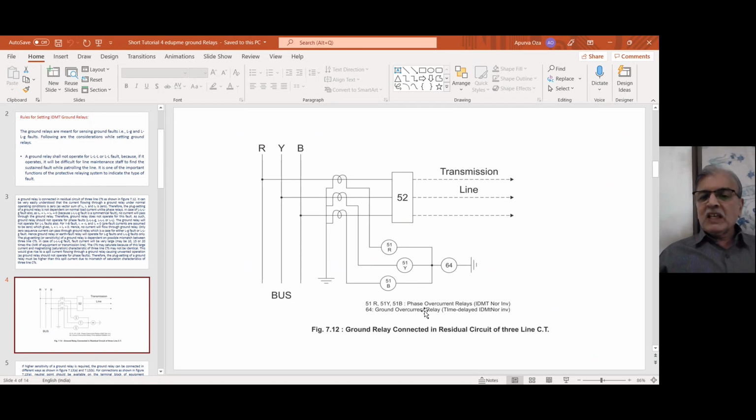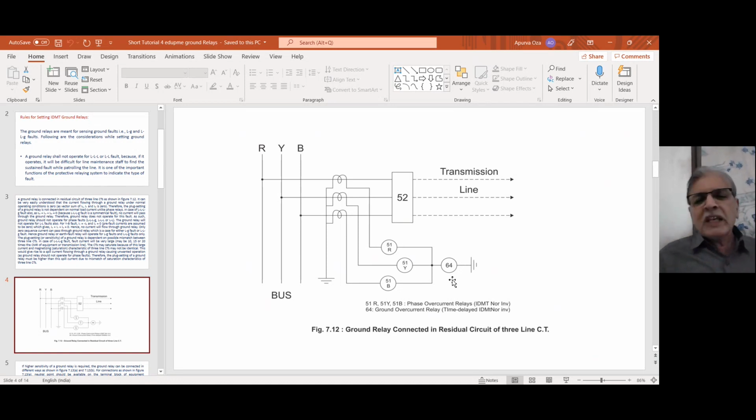51R means it is a phase overcurrent relay, usually a normal inverse IDMT overcurrent relay. 64 is the number for the ground overcurrent relay. These numbers are ANSI device numbers. These numbers are internationally known. If you write 64, everybody throughout the world will understand that you are talking about a ground overcurrent relay. So we are talking about 64 now. It is connected like this.